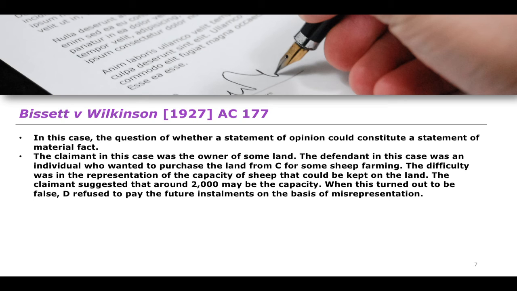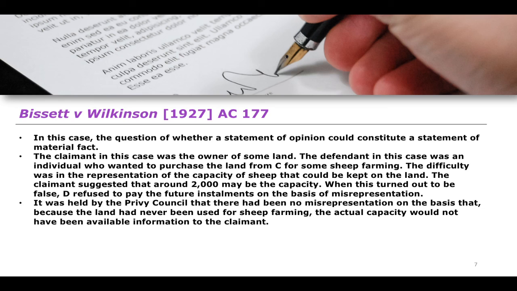So what you see here is, could the claim that it had a capacity of around 2,000 sheep represent a statement of material fact? Is that then a false statement of material fact? Well, that's just something that you would understand on the basis of the facts of the case, whether or not 2,000 sheep could actually be on that particular piece of land. And then finally, did that induce the defendant to actually contract with the claimant? That is what the defendant argued was the case.